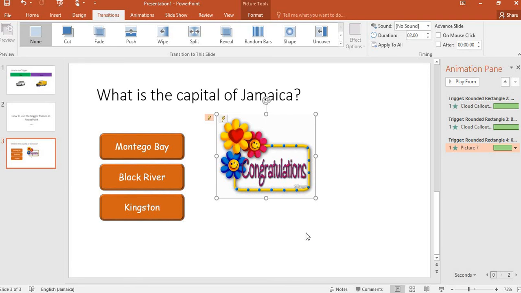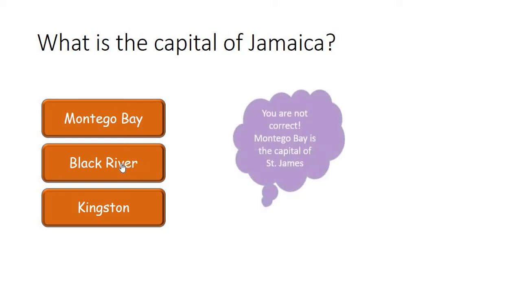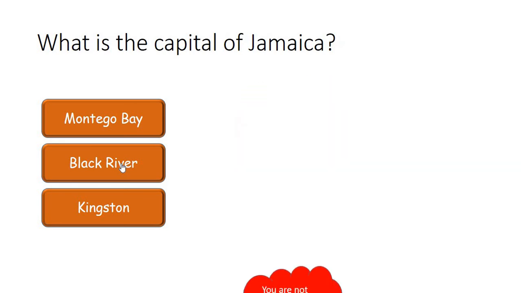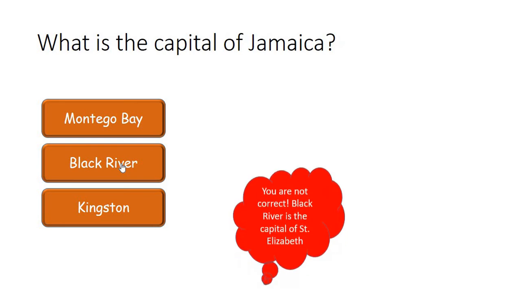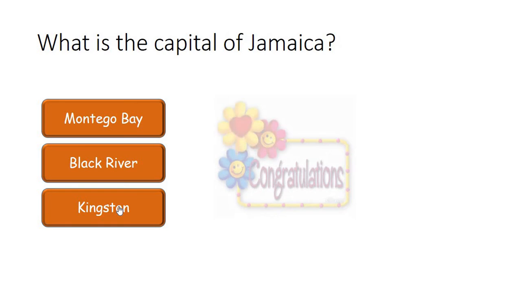Let me show you our presentation again. So go to slideshow. Now if I click anywhere on my page, I will not be able to move on because I had removed the clicking of the mouse, so allow me to move on. So click on Montego Bay, it will pop right up, and disappear after 5 seconds. The same thing for Black River, and the same thing.